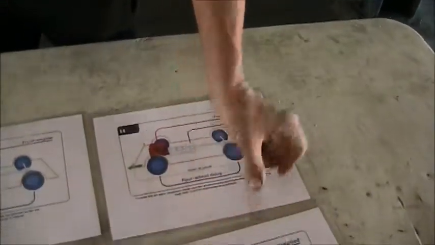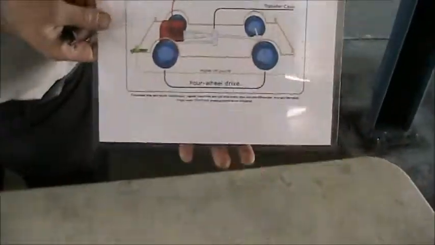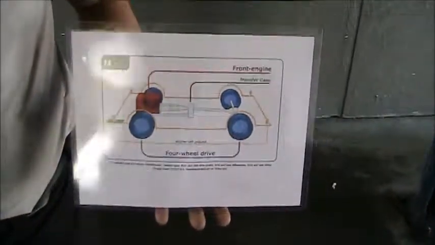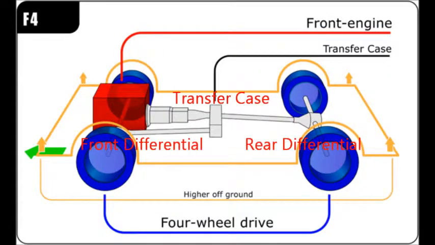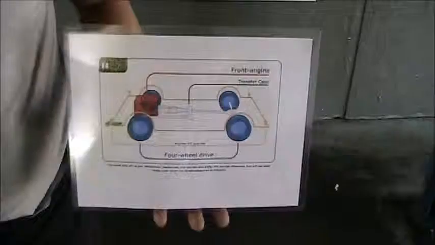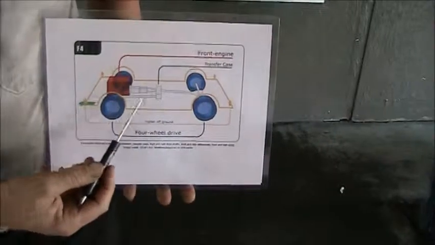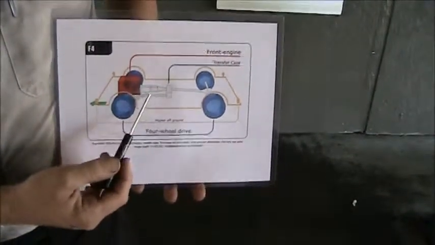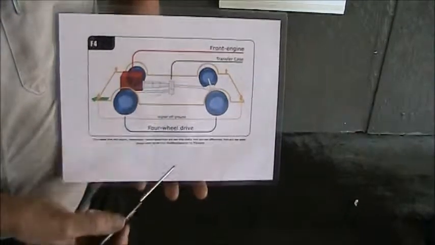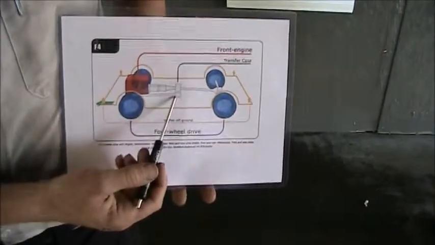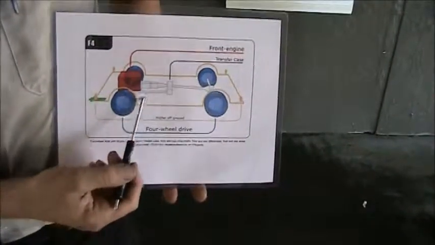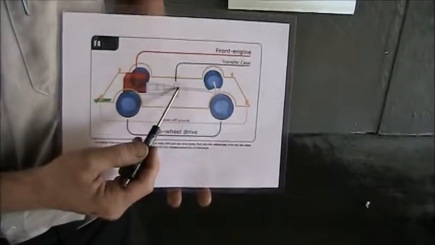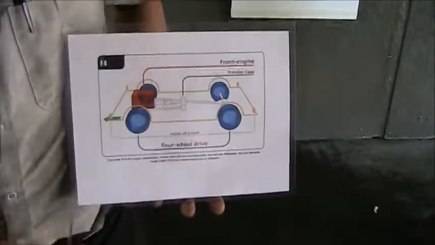Next we have a conventional four-wheel drive vehicle, which is going to have an engine mounted from crankshaft going from front to rear, then a transmission, a transfer case, and then you're going to have a front drive shaft from the transfer case going to a front differential, and a rear drive shaft from the transfer case going to a rear differential.